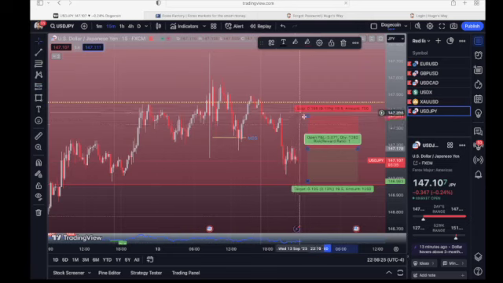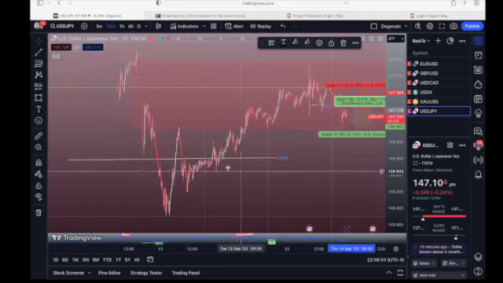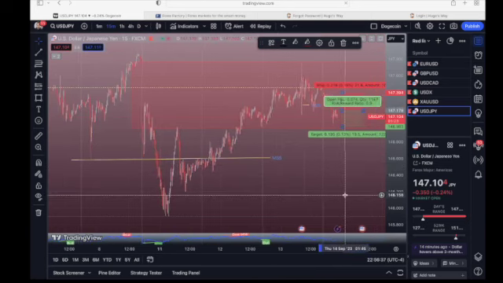So I get in here. I would like to see my stop loss right there. This leg right here, I'm trusting this leg to be the holy grail. And let's go look at take profit areas.